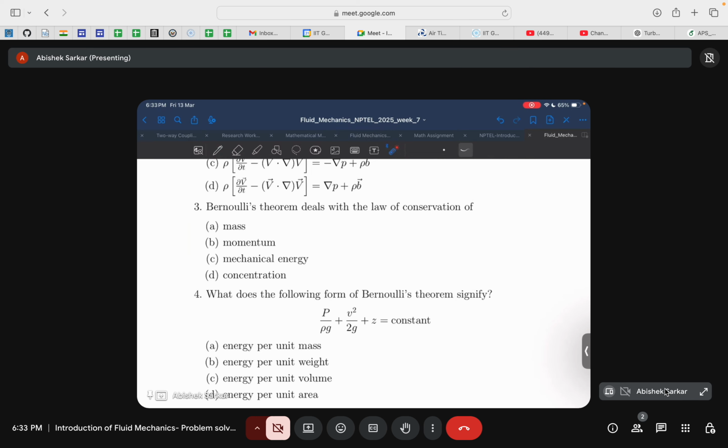So the confusion lies between momentum and mechanical energy. We already saw that the much appreciated form of the momentum conservation for fluid motion is the Navier-Stokes and the Euler's equation of motion, and none of them resembles the Bernoulli's equation. So from the process of elimination itself, we can say that the only term that makes sense is the mechanical energy term, which is indeed the correct answer.